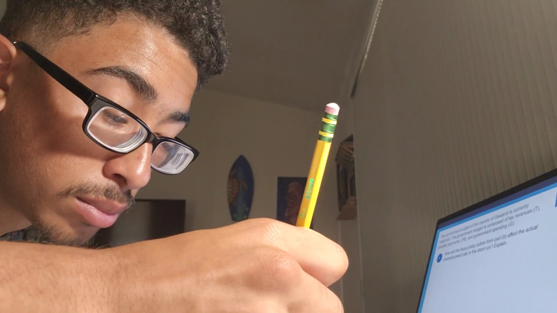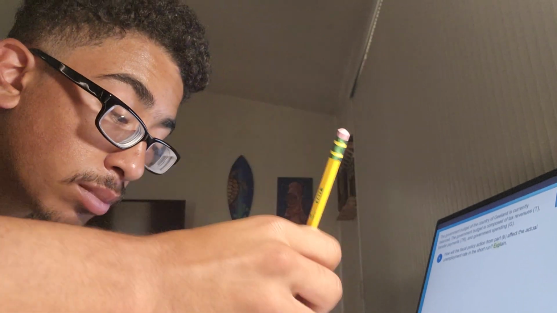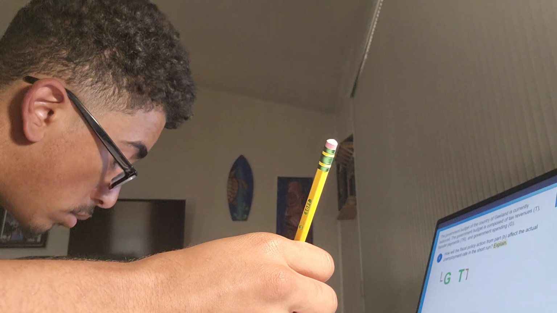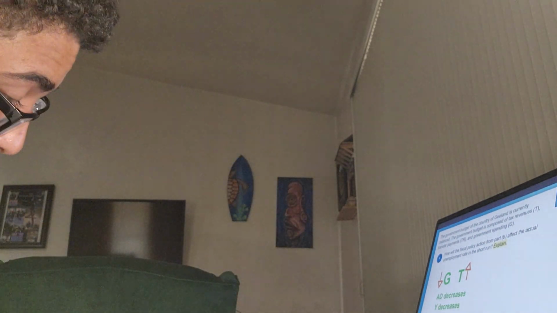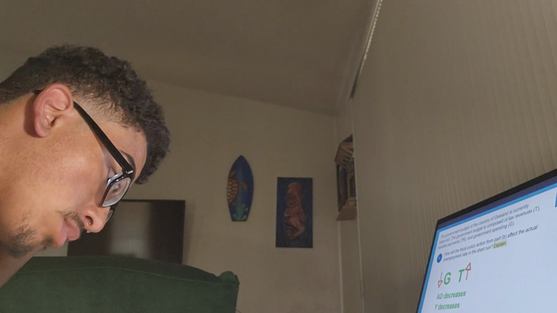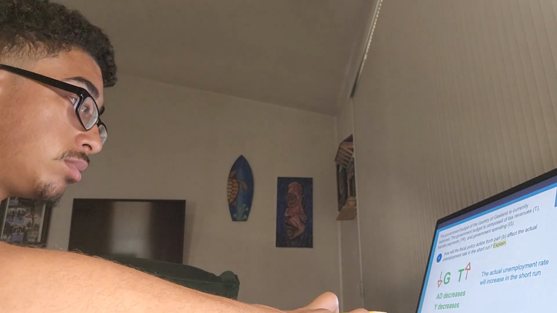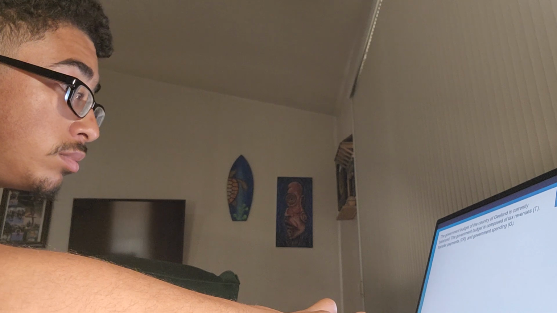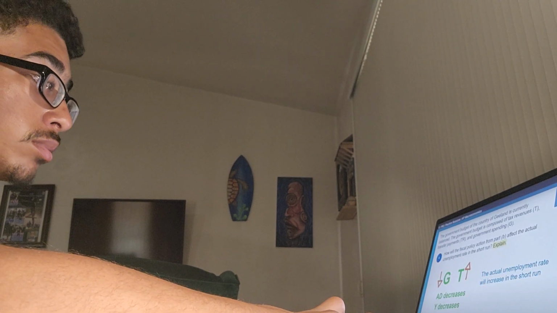That takes us to Part C. How will the fiscal policy action from Part B affect the actual unemployment rate in the short run? Explain. Well, we just had a contractionary policy. Spending down, taxes up. That's going to shift AD left. That's going to decrease output. That's going to increase the unemployment rate. The actual unemployment rate is going to go up in the short run.